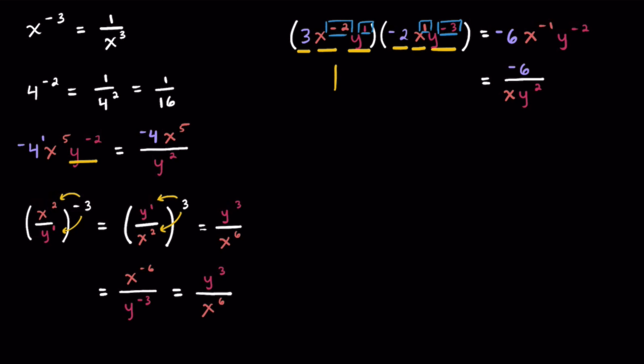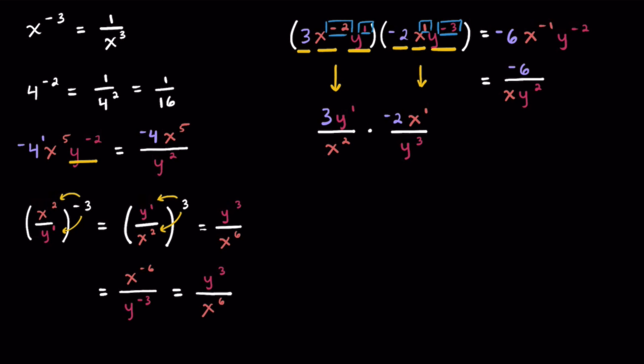Now, if you wanted to deal with the negative exponents right away, we totally could have done that. So for this first part, we could have kept the 3 on top, not done anything to that one, and then left the y to the first on top as well. And underneath it, we could move that x to the negative 2 down, so it becomes x to the positive 2. For that second group of parentheses, we could have dealt with those negative exponents as well. So we keep that negative 2 on top, and that x to the first stays on top as well. And then that y to the negative 3 is going to move down, and that'll become y to the positive 3. So if you wanted to do that right at the beginning, you're totally welcome to, then you don't have to deal with negative exponents right from the start.